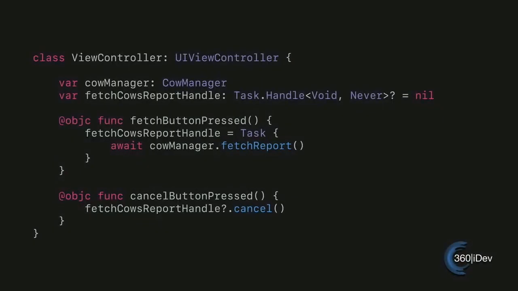So let's see this in action, this unstructured task. In our example, we have a view controller with a couple buttons, and each has a button press function here. Our first one, when the fetch report button is pressed, we create an unstructured task in which we can fetch this cow report. You can see that the task is returning a task handle that we're holding onto in our view controller. And we can conveniently use that task handle to cancel it. Let's say this fetch takes a really long time and our user is frustrated and they cancel it to move on with their day. Well, we can cancel the task entirely with that task handle. And now we're preventing unnecessary background processing.